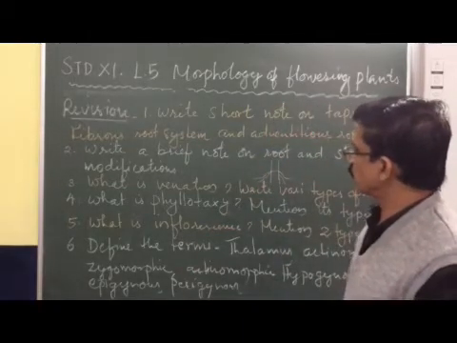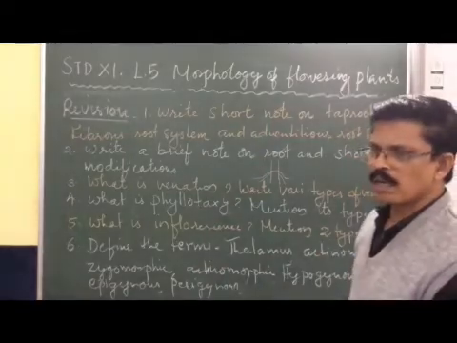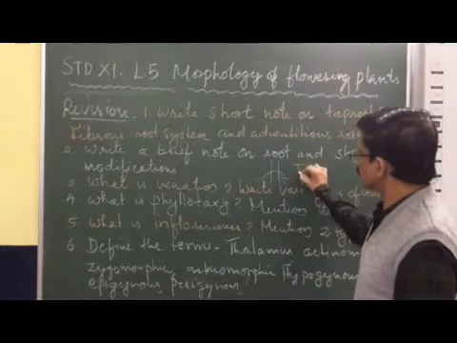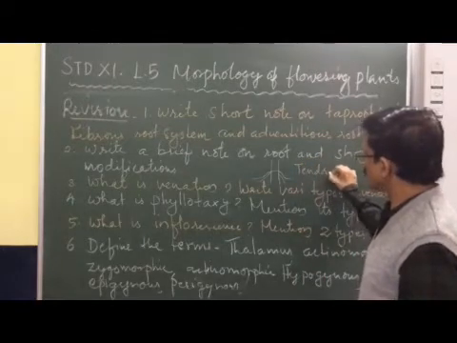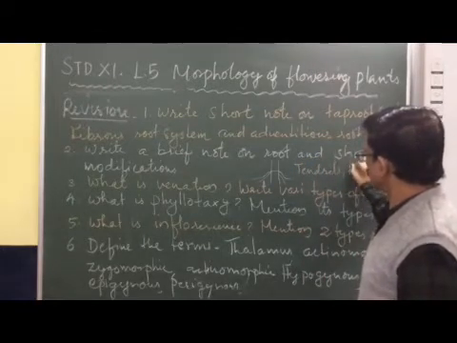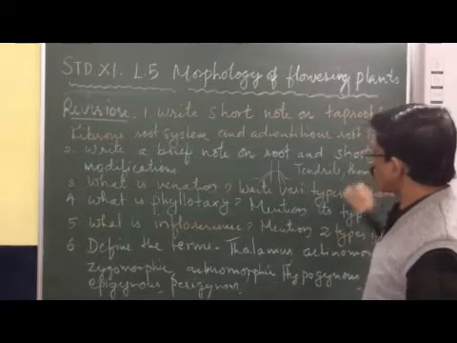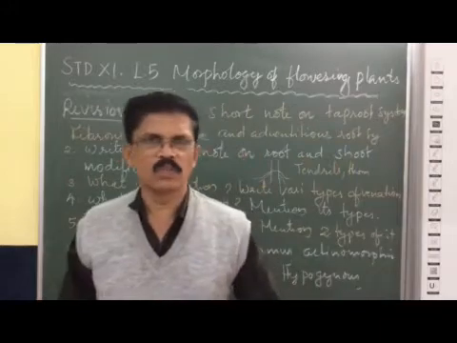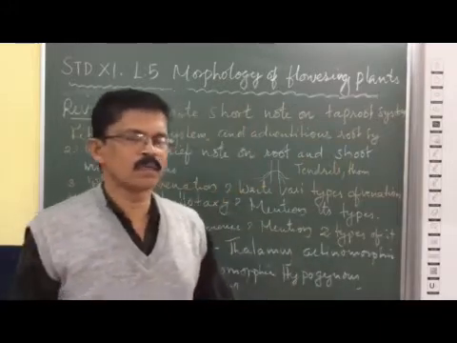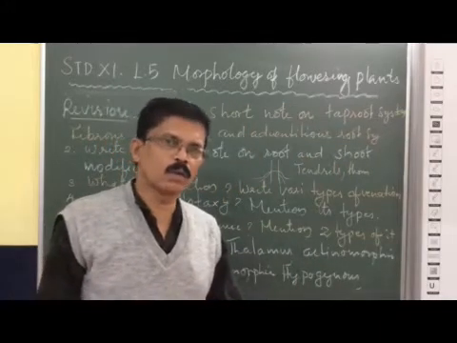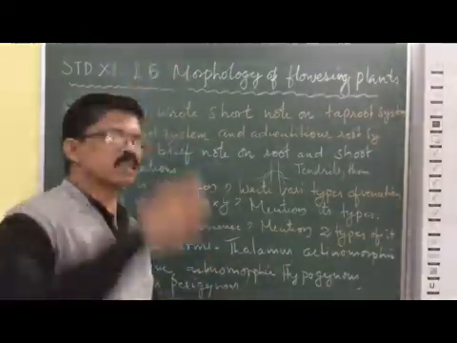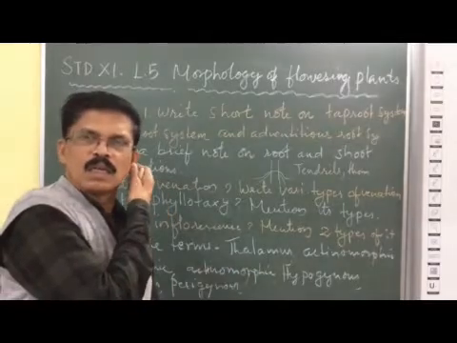That is about the root modification. Shoot modification, we can say there are 3-4 types: tendrils, thorns. Tendrils are spirally coiled spring-like structures, which provide support to the plant by clinging on to the supporting plant.